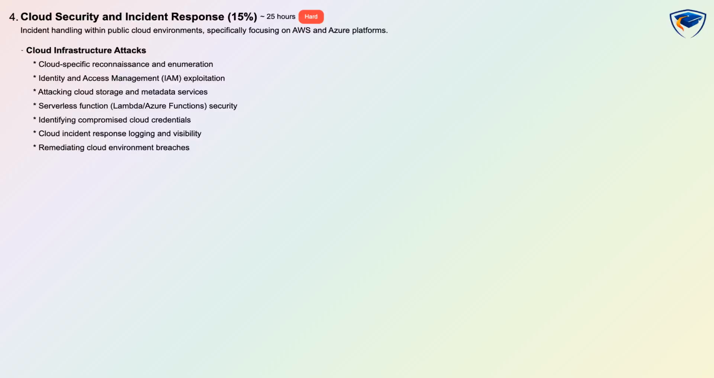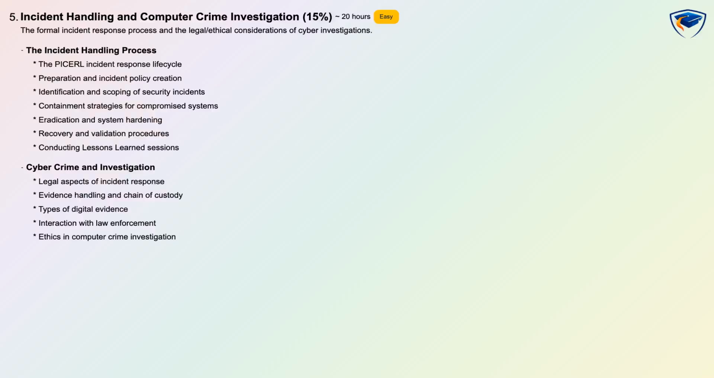The domain also covers identifying compromised cloud credentials, cloud incident response logging and visibility, and practical remediation steps to restore a secure cloud environment. Incident handling and computer crime investigation is 15%, difficulty easy, and expects about 20 hours of conceptual and scenario-based study. This domain lays out the formal incident response process and legal and ethical considerations for investigations.